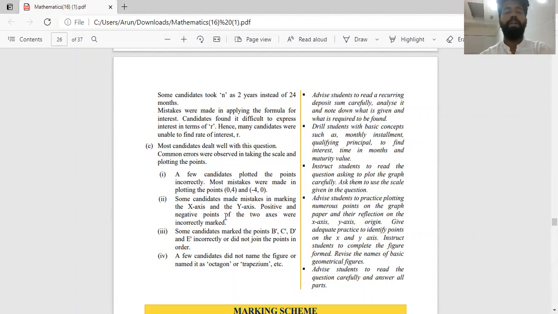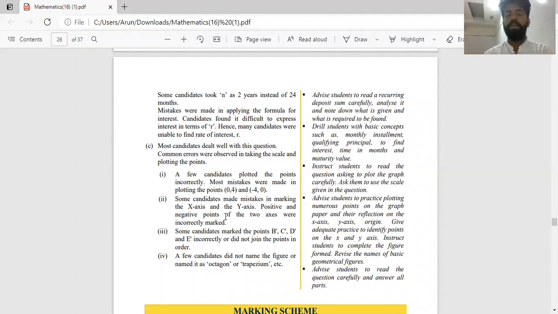A few candidates plotted the points incorrectly. Mistakes were made in plotting the points 0,4 and -4,0. Some candidates made mistakes in marking the x-axis and y-axis. Positive and negative points of the two axes were marked incorrectly. Some candidates marked the points B dash, C dash, D dash, and E dash incorrectly, or did not join the points in order.